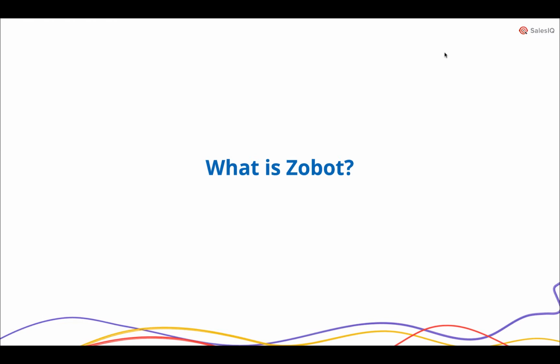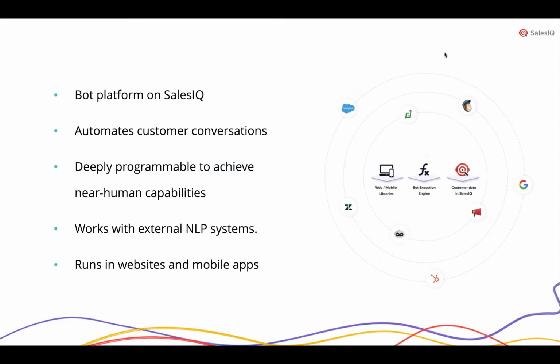So what is a Zobot? It's basically a bot development platform available inside SalesIQ, with which SalesIQ users can build very compelling bots to automate customer interactions. We can program these bots to act, to respond, and to qualify customers. They maintain conversations with the users in natural language. They understand the intent of the user, and they send a response based on the business rules and the data of the organization. Remember that you can use and run these Zobots on both websites and on mobile applications.